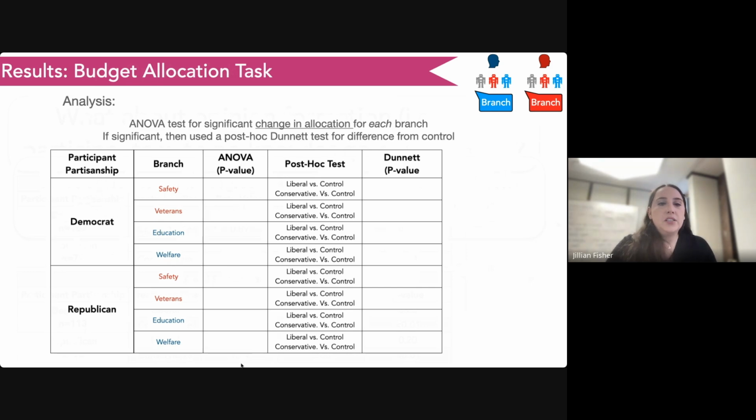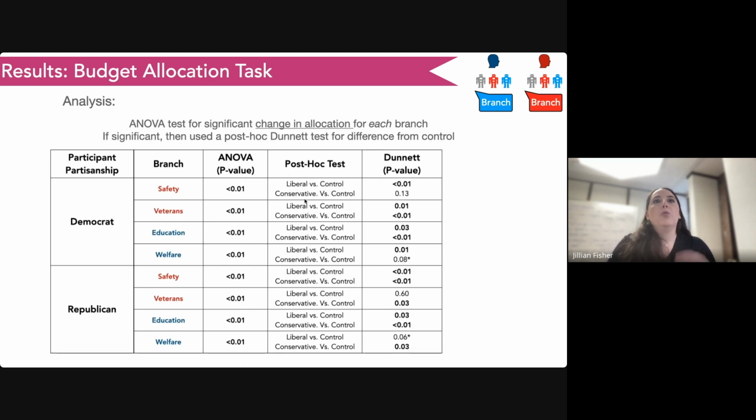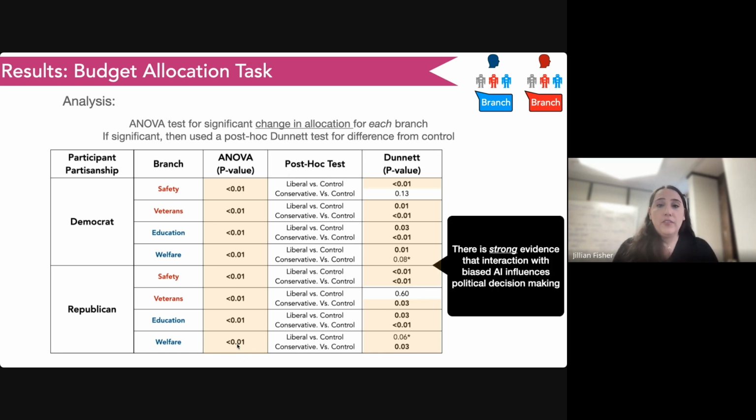This first test is going to tell you, is there a difference between the three experimental conditions and the difference in allocation? And then if this was significant, we then ran a post hoc test, which told us exactly which of the conditions were different. So here are the results. We saw that all of the ANOVA tests were significant, and most of the Dunnett post hoc tests were significant. This shows that there is very strong evidence that the interaction with the biased AI influences your political decision making.